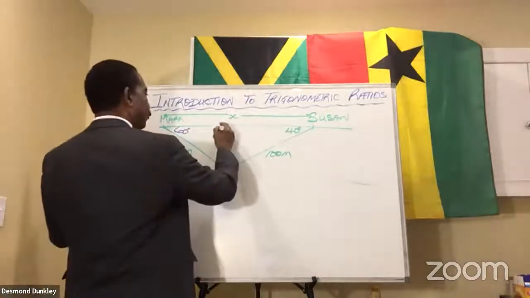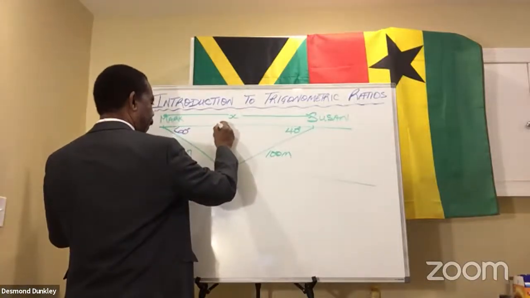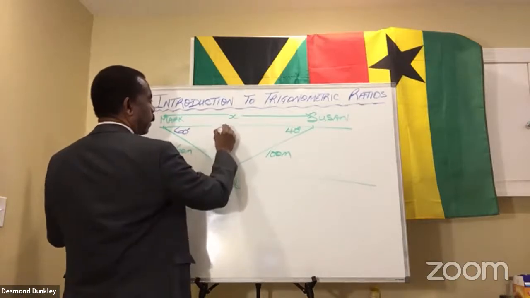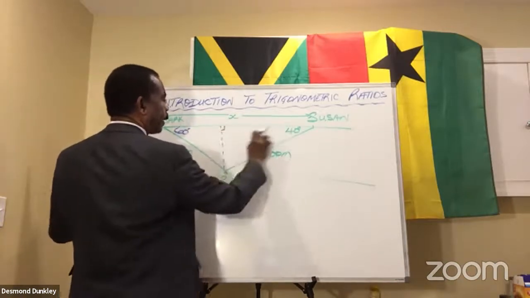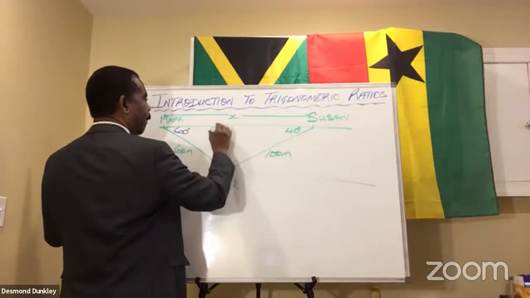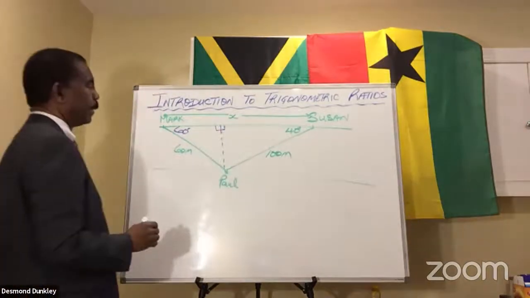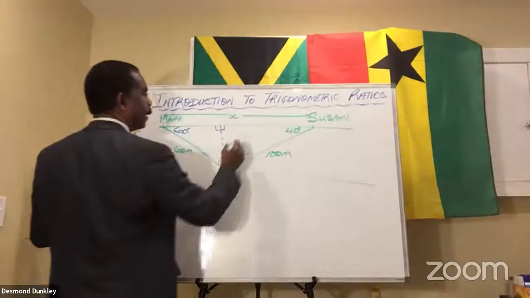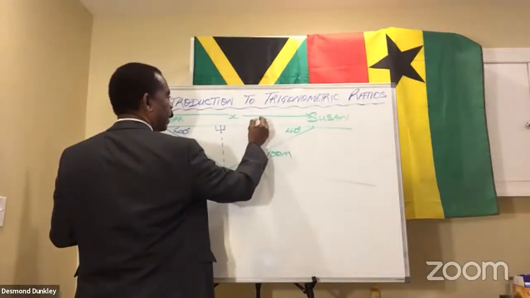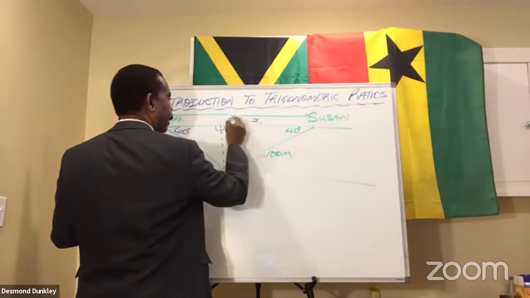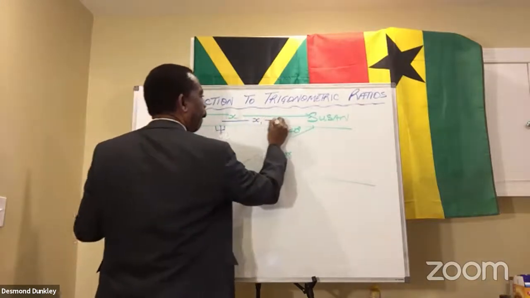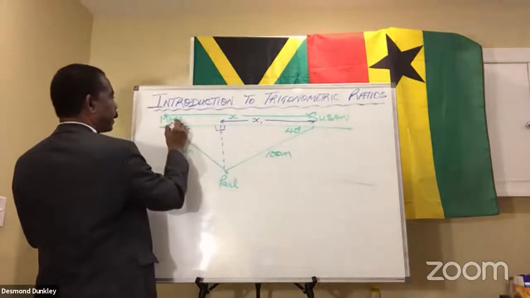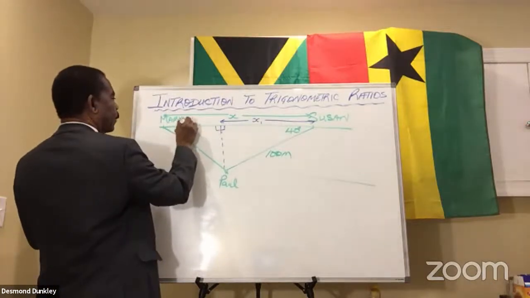So how about if we drop a perpendicular from here? So that's a right angle right here. And of course, this is going to be a right angle on the other side. So now we have two triangles. If I can find this, x1, and then this, x2.